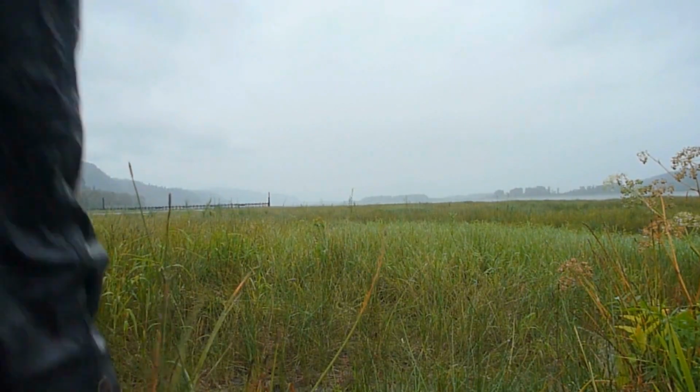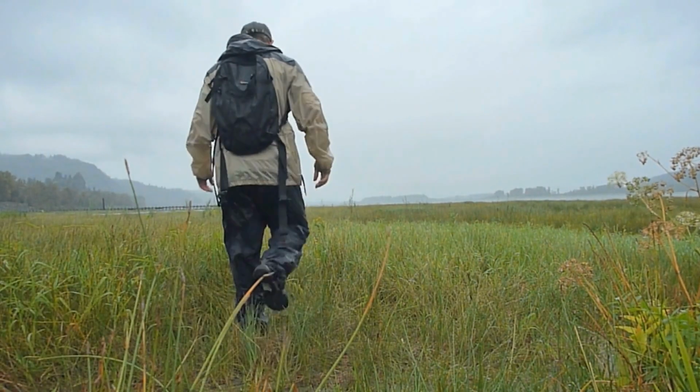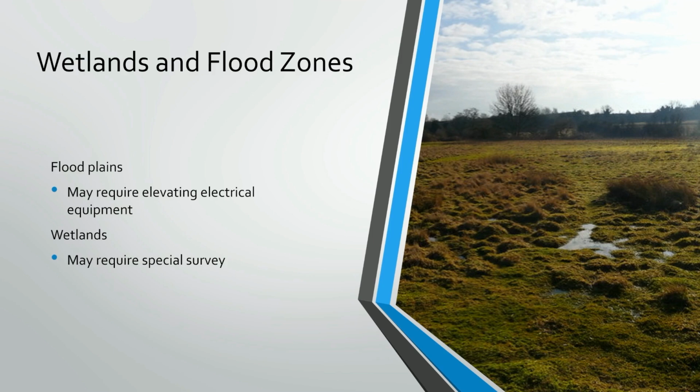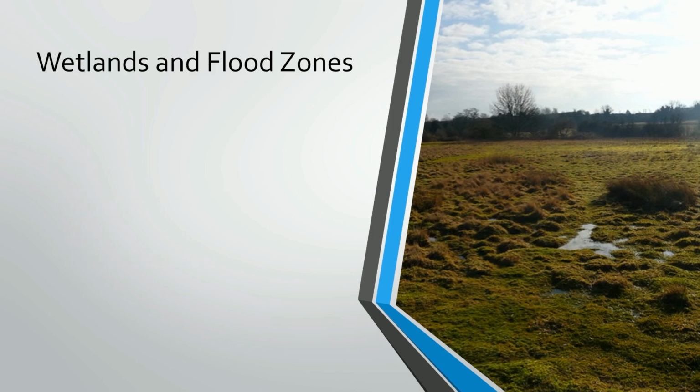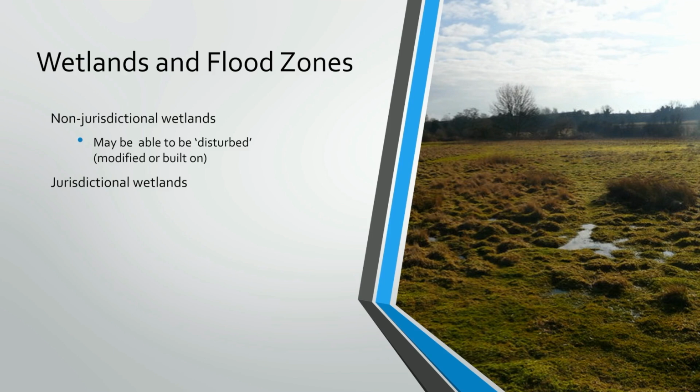Wetlands, if present, may require a special survey by a biologist, in addition to your topographic and ALTA surveys. However, if you see wetland identified on a survey, don't necessarily jump to the conclusion that those areas are total no-goes. Wetlands have two major types: non-jurisdictional and jurisdictional. Non-jurisdictional wetlands are typically smaller and less regulated.